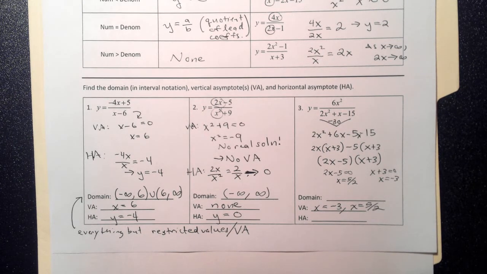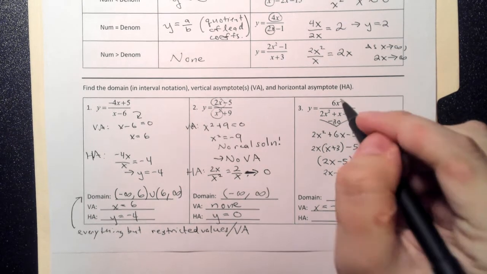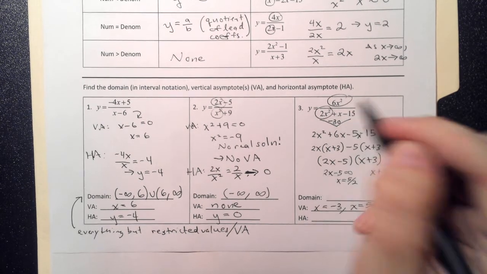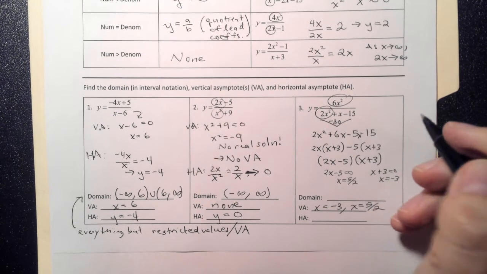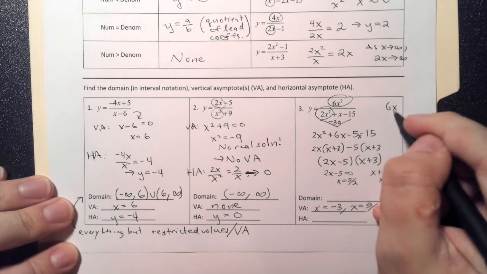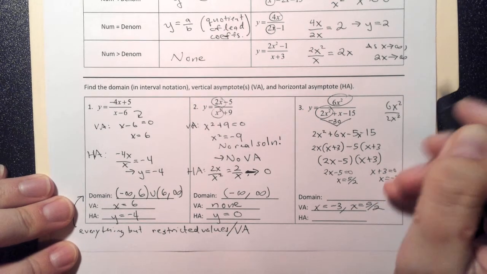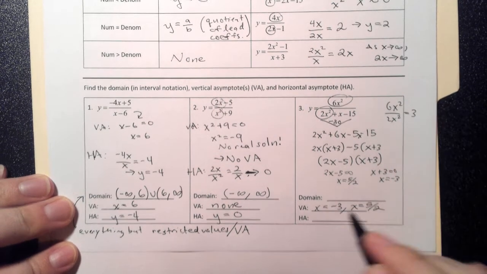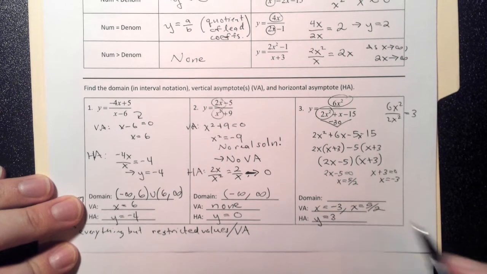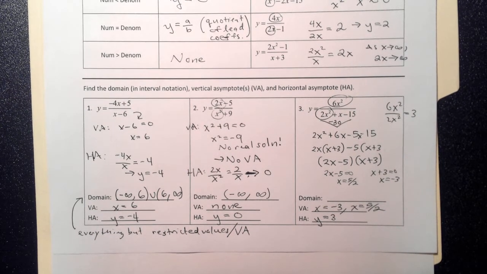How about my horizontal asymptote? Well, again, compare the leading terms. 6x squared over 2x squared is 3. So my horizontal asymptote is y equals 3.